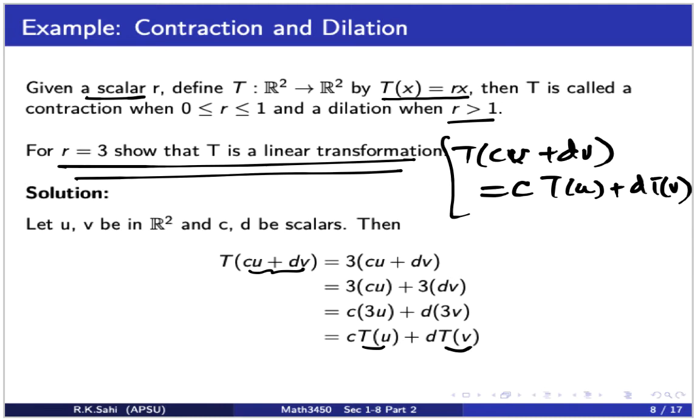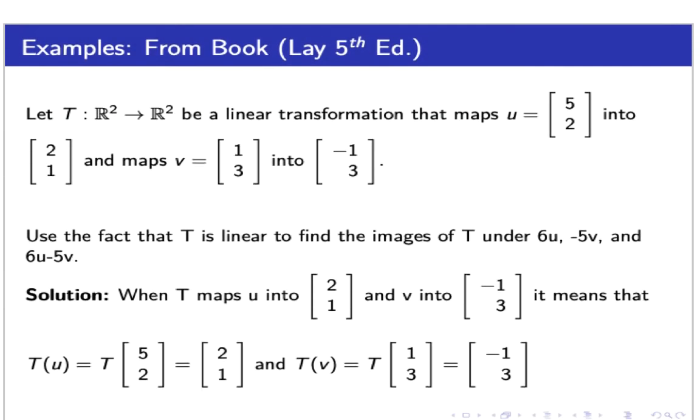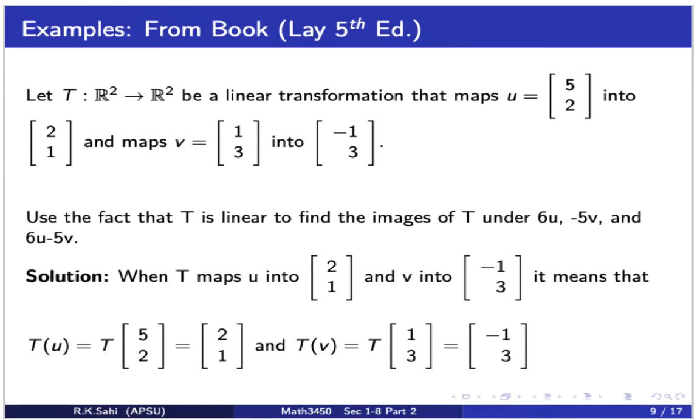Now, let's look at some harder problems. If T is a linear transformation from R squared to R squared, which maps the vector u, 5 and 2, into 2 and 1, and maps the vector v, 1 and 3, into minus 1 and 3. Now here I'm literally writing down the vectors.